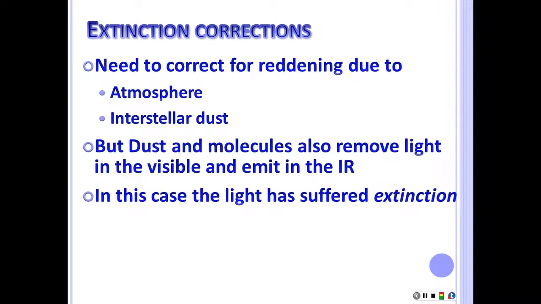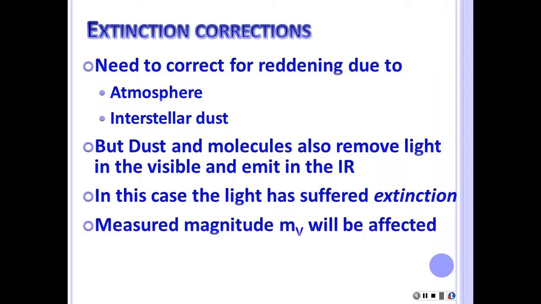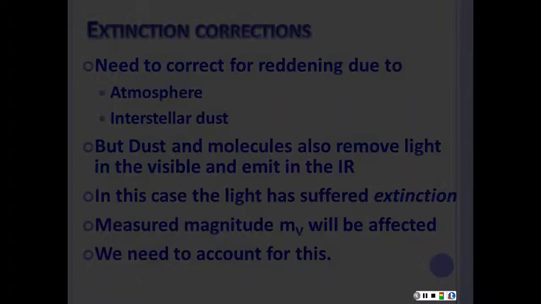So dust in the way will absorb some light, and then it will emit it in the infrared, but if we're looking in V band, or B or U, we don't see that light at all, and so it looks like it's been extinguished, and so the light is said to have suffered extinction. And so when we measure the brightness of something, the magnitude in the visible, it will be affected. It will be fainter than it should be, and we have to account for this.